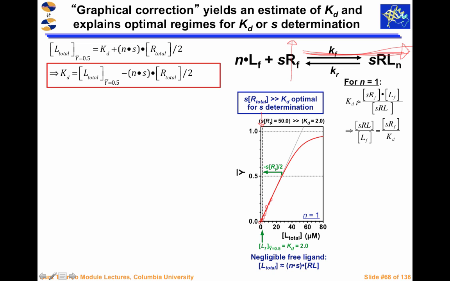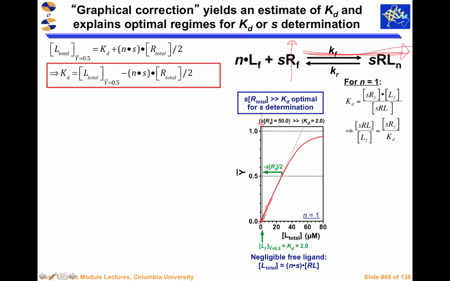Well, for n equals 1, KD equals [R]F times [L]F over [RL], right? So let's rearrange this. [RL] over [L]F is going to be [R]F divided by KD. So we're dividing through by KD, and taking this ratio over to the other side of the equation. So what is this? This is the ratio of bound to free ligand. We divide through by KD, and the ratio of bound to free ligand is going to be the free receptor concentration over the KD.